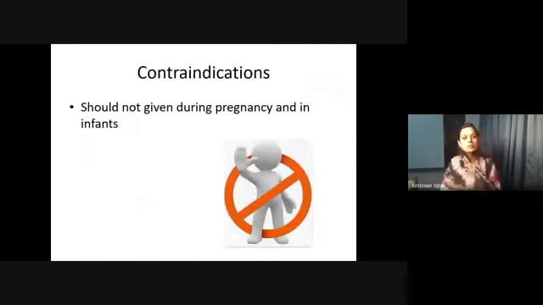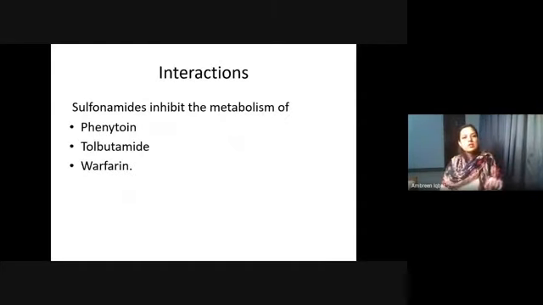Contraindication: they should not be given during pregnancy and in infants. There are some interactions of the sulfonamides. They inhibit the metabolism of phenytoin. Phenytoin is an anti-epileptic and anti-arrhythmic. Tolbutamide is an oral hypoglycemic drug. Warfarin is an anticoagulant.